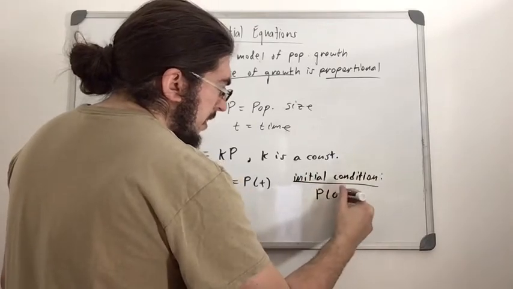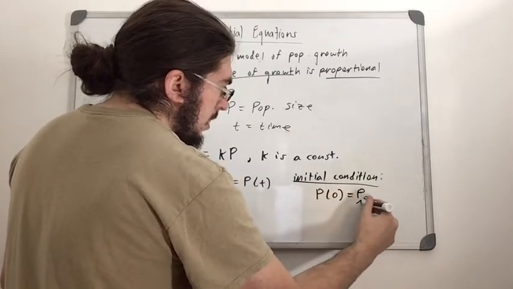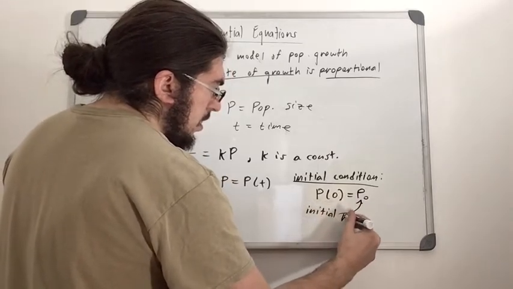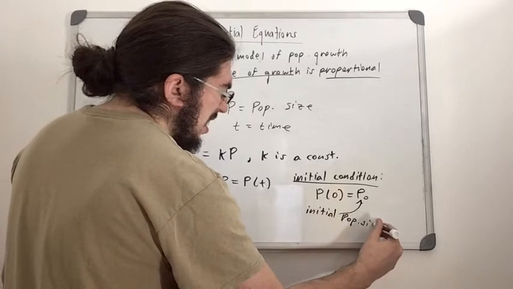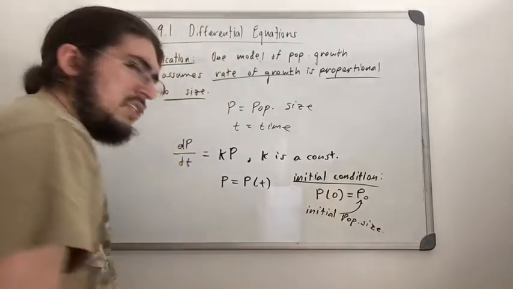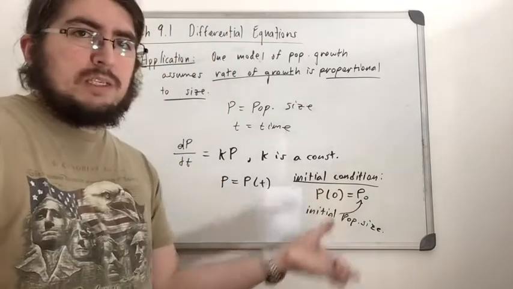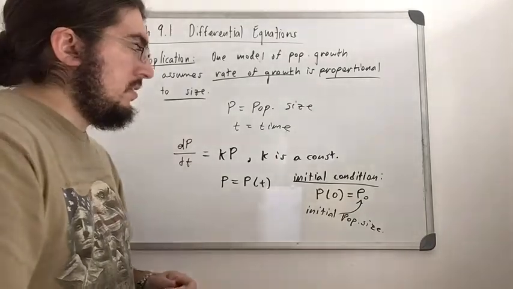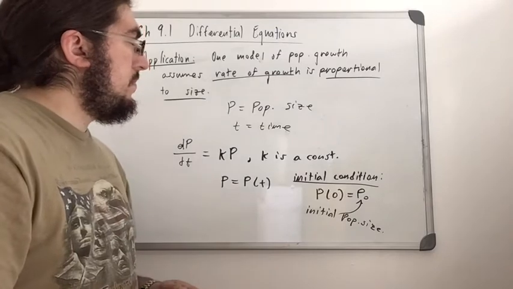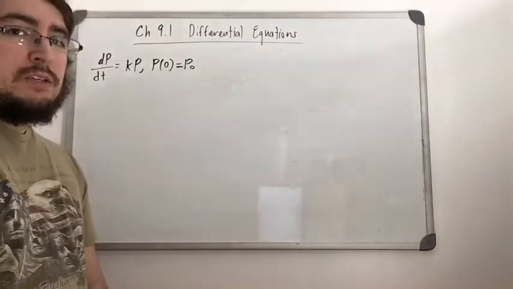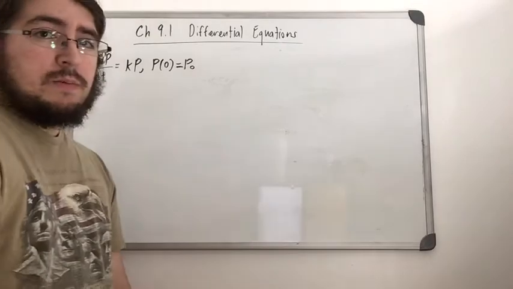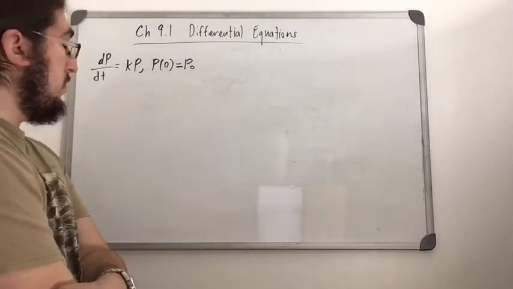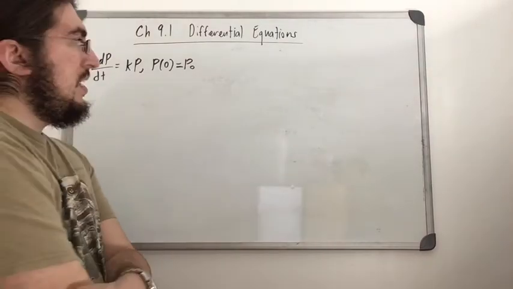And that's going to be that P of 0 is equal to P naught. And P naught is just what I'm going to call the initial population size. So this just says that at time 0, the population size is whatever the initial population is, which is kind of obvious, but that's just what I'm going to use here. Okay, so this was the model for our application of population growth, the model for population growth with the differential equation.